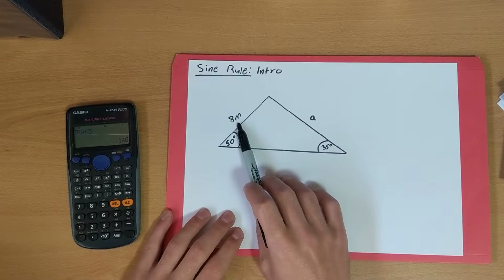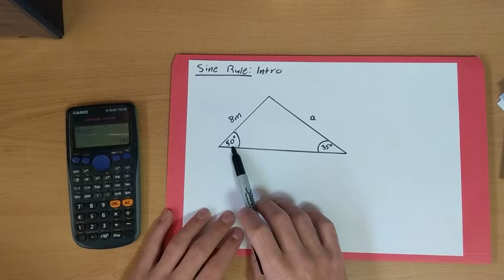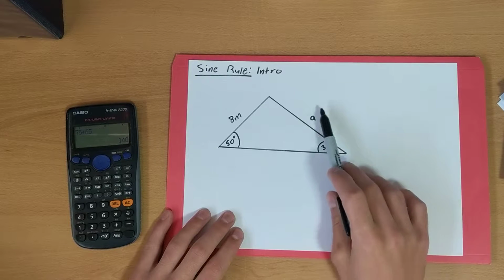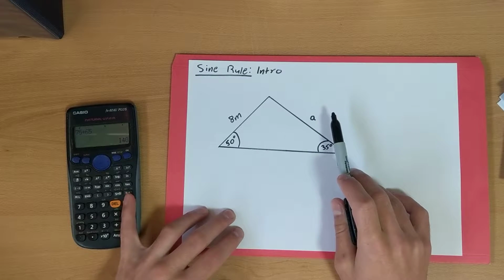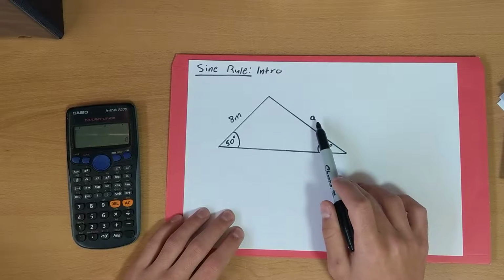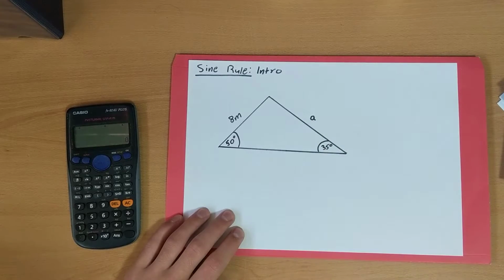It's got this side of 8 meters. It's got an angle here of 50 degrees, an angle here of 35 degrees, and a side length that we're not sure about over here, a side length A. And we're meant to try and solve to find out what A is.